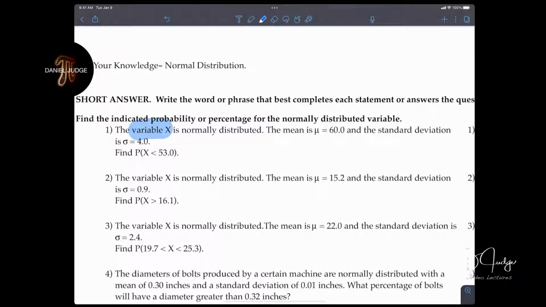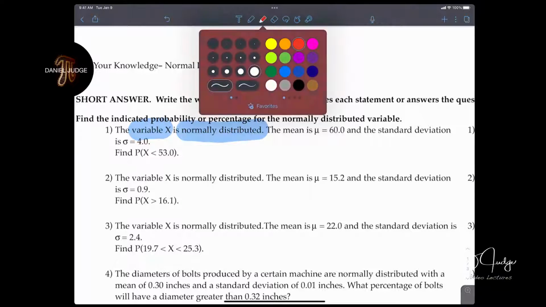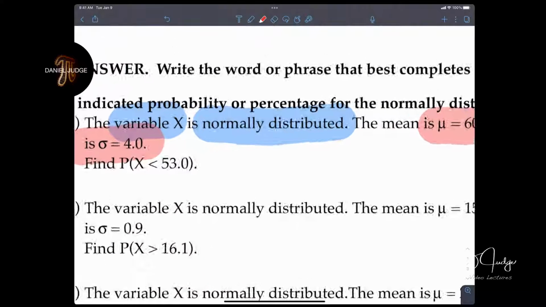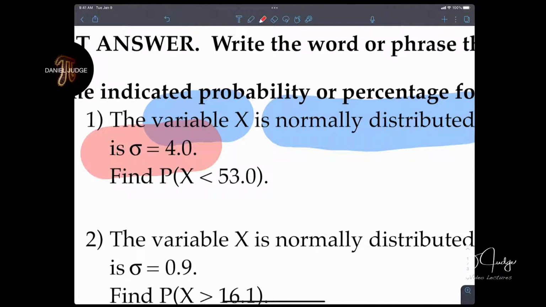The random variable x is normally distributed. So the second you see that, they're just saying this is a normal distribution. Of course, they're going to give you the mean, and in this case, the mean is 60. They're going to give you the standard deviation, and in this case, the standard deviation is 4. So the real question now is to find the probability that the random variable x is less than 53.